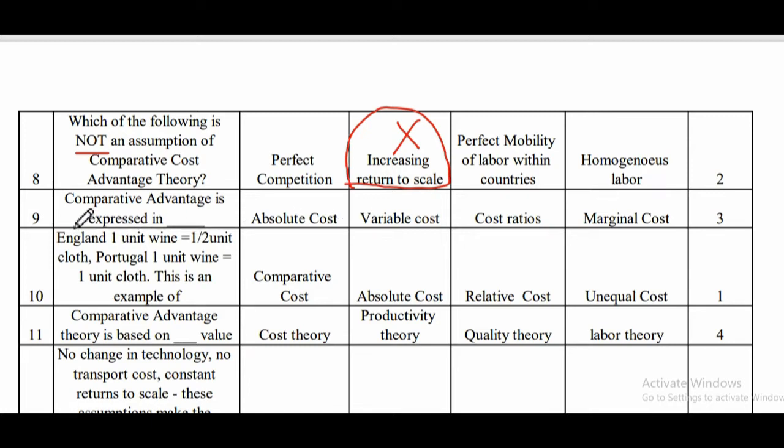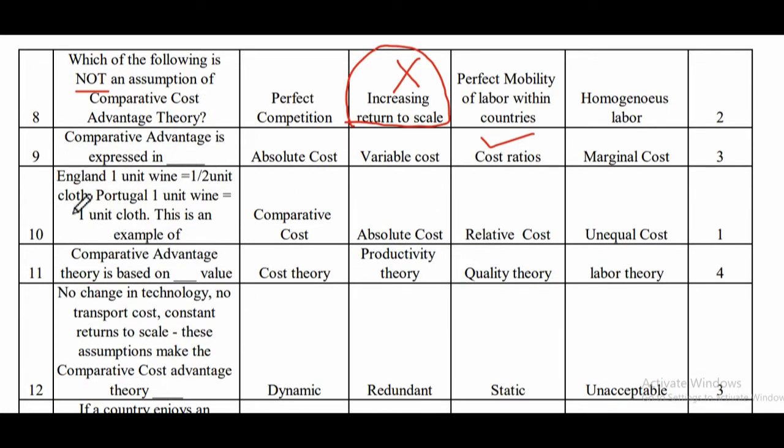Now the next one is, comparative advantage is expressed in, and we are having the four options as absolute cost, variable cost, cost ratios, marginal cost. Now always remember that comparative advantage is expressed in cost ratios. So the correct answer is option number 3.